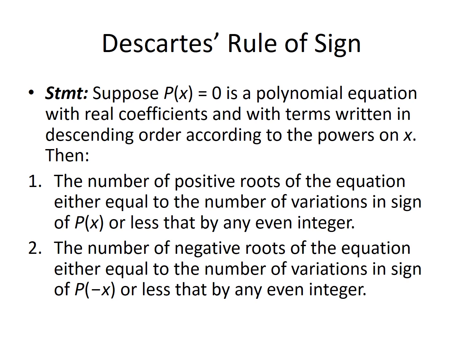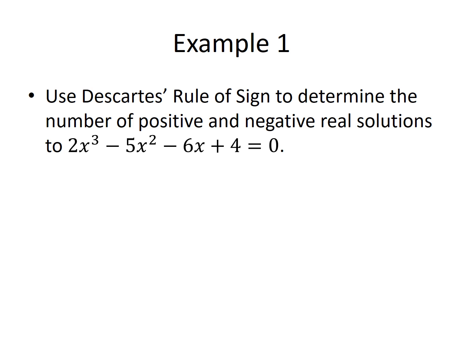Now this statement here is kind of long and it's not the easiest to follow, but I think with an example it'll become a little clearer as to what Descartes' Rule of Signs is trying to tell you. So let's look at an example. Let's use Descartes' Rule of Signs to determine the number of positive and negative real solutions to 2x^3 - 5x^2 - 6x + 4 = 0.